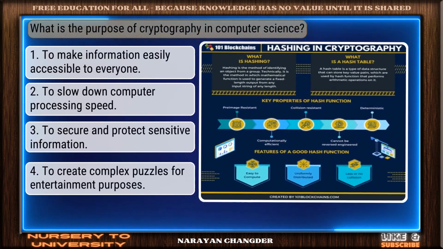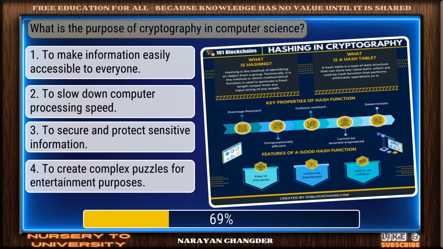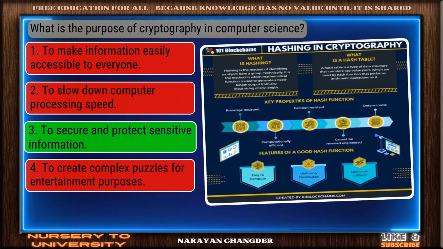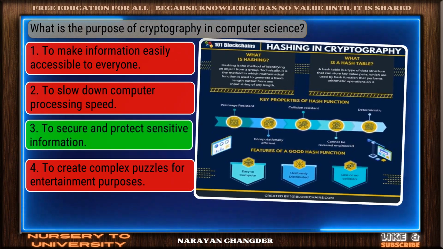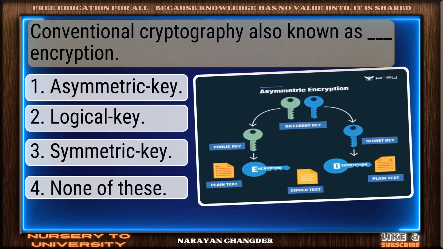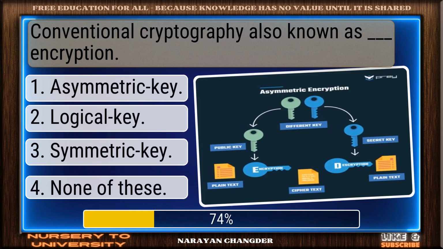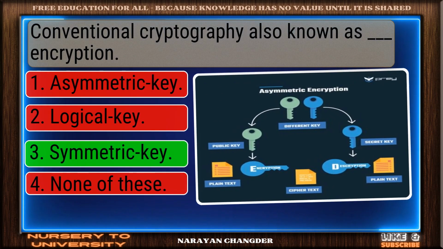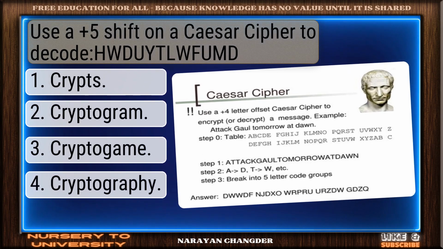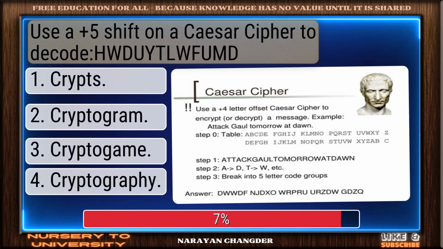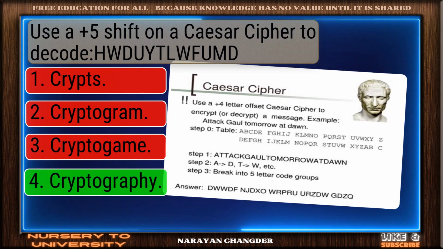Question number 34. What is the purpose of cryptography in computer science? Smart move. To secure and protect sensitive information is an accurate answer. Question number 35. Conventional cryptography, also known as dash encryption. Great thinking. Symmetric key is the right choice. Question number 36. Use a +5 shift on a Caesar cipher to decode Holdvum. Nice work. You chose cryptography and it is correct.